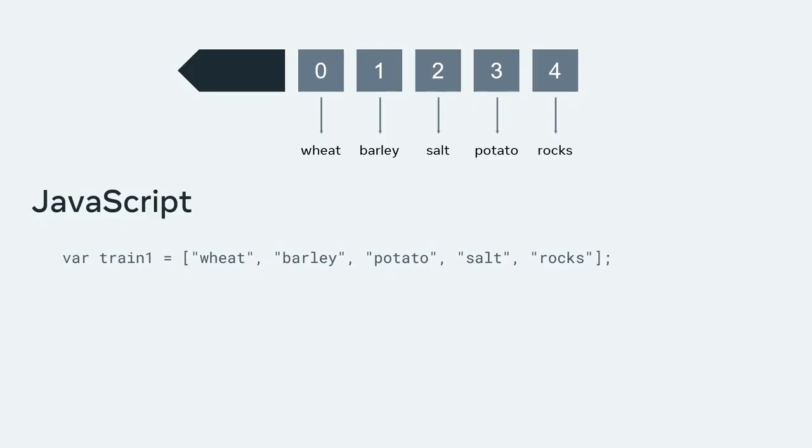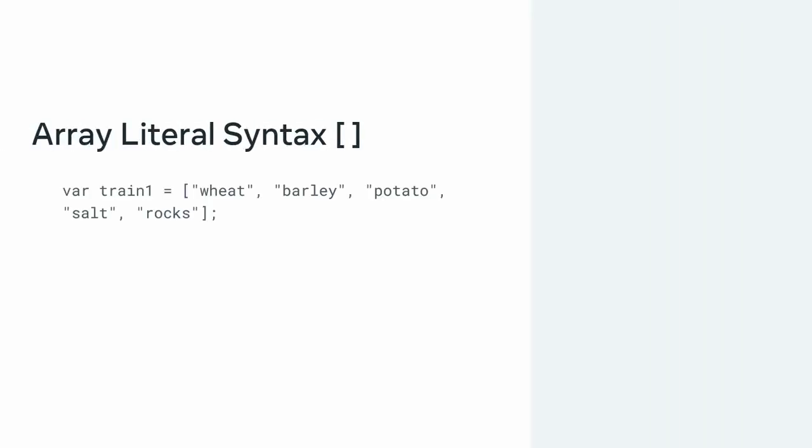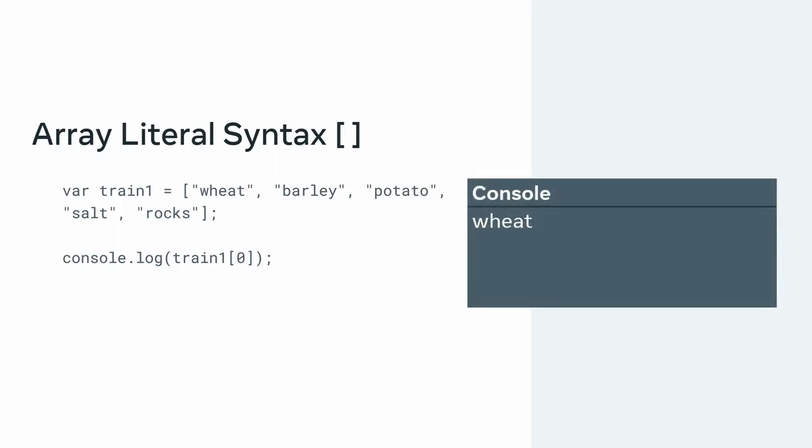So, now we have a train, but what happened to the carriage numbers? Not to worry, behind the scenes JavaScript gives each item a number, starting from 0, that corresponds to its place in the sequence. You can then use these numbers to access each carriage. For example, typing train1 followed by 0 encased in brackets will access the value inside carriage 0, which is wheat in this case.